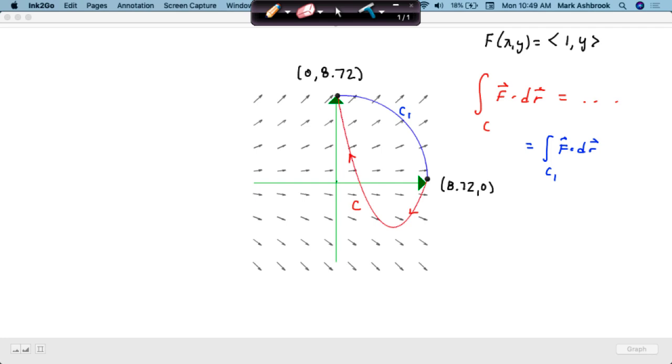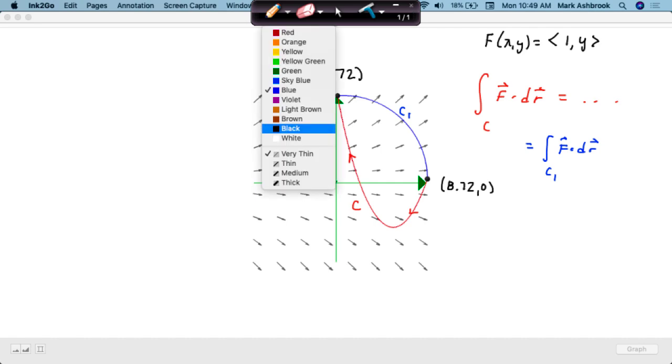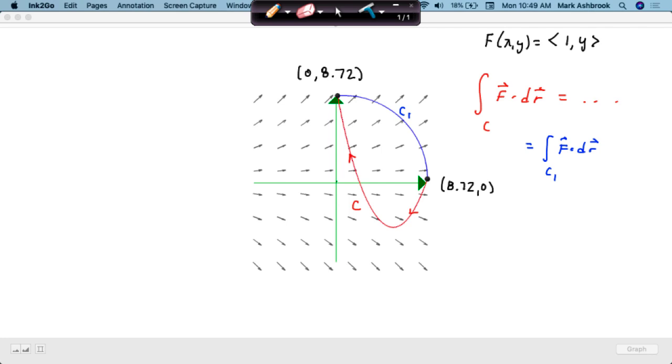Any other ideas? Yeah, Cody. We use the fundamental theorem of line integrals too. And what would that say? That says that line integral should equal the function evaluated at the endpoint minus the function evaluated at the initial point. So if we had a potential function, we could evaluate it at (0, 8.72) and subtract the potential function at (8.72, 0).